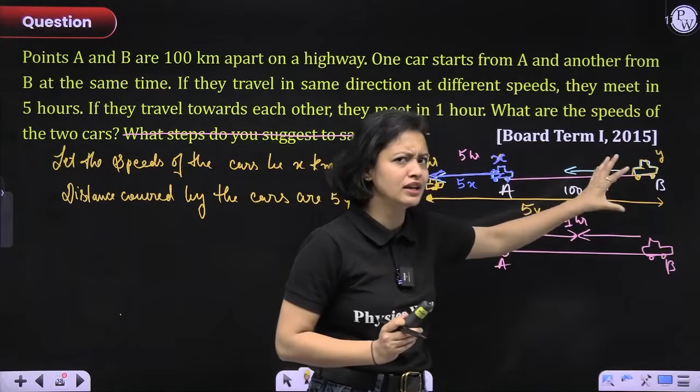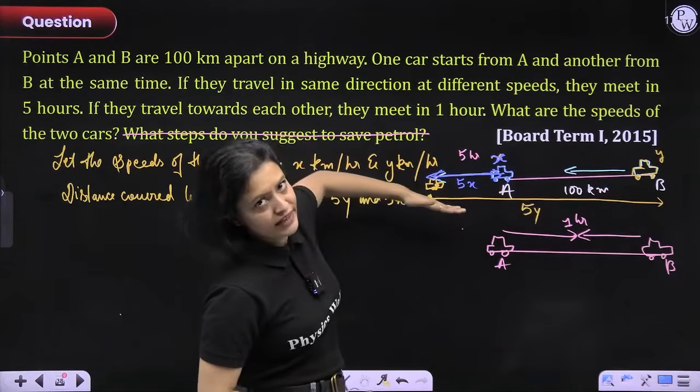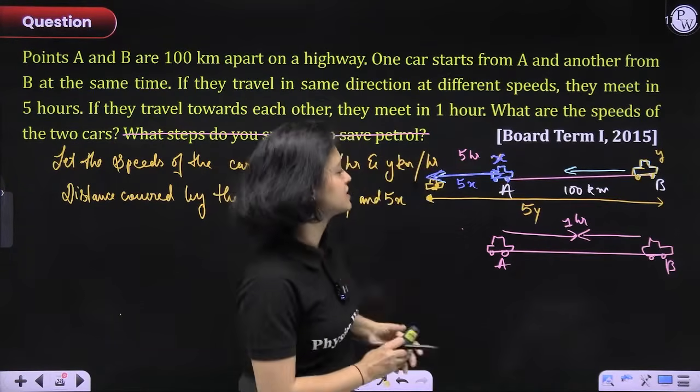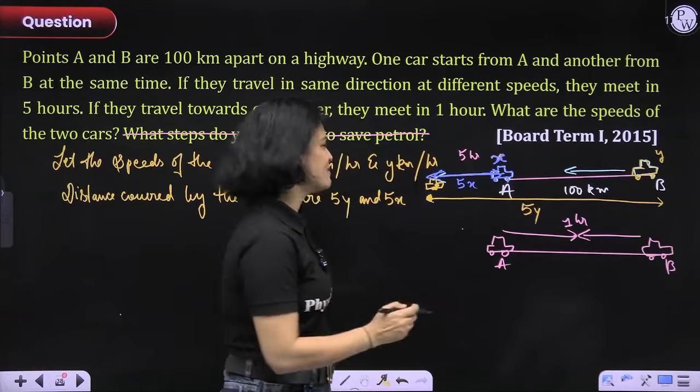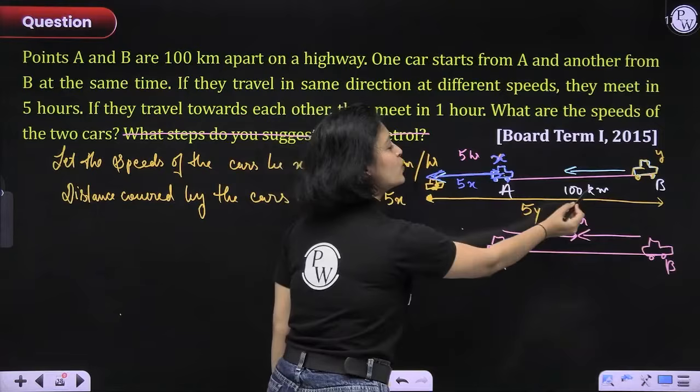Can you see it visually? If you can't, I'll show you. See everyone, this entire thing is 5y. This small thing is 5x. Now think about it. From this 5y, if I subtract 5x, won't I get 100?